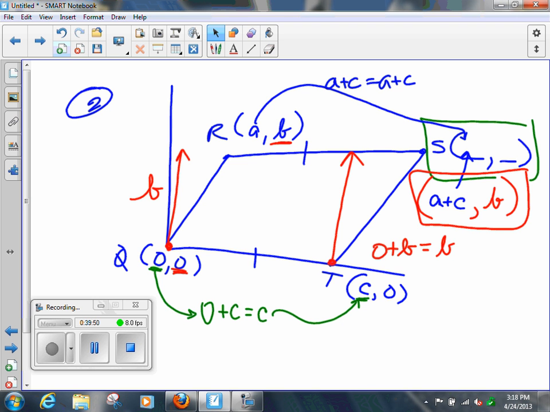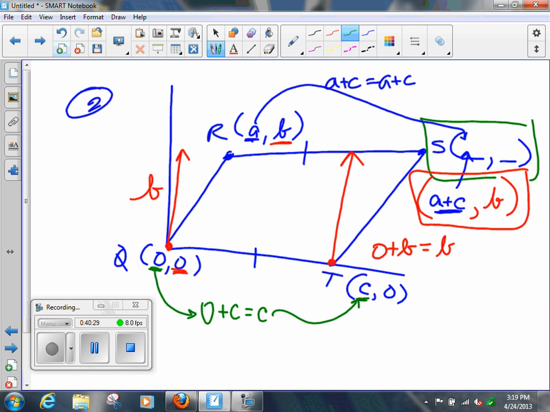A plus C. What is the difference? C minus A. No, it's not CB because we're here at A for this first one. And what do we have to add to get over here? I have to add C units, so it's A plus C.